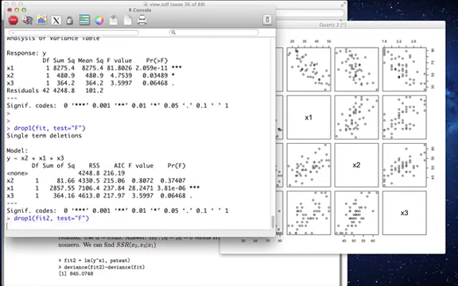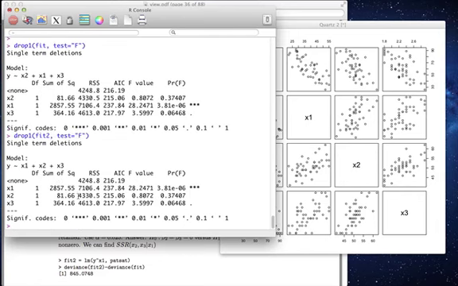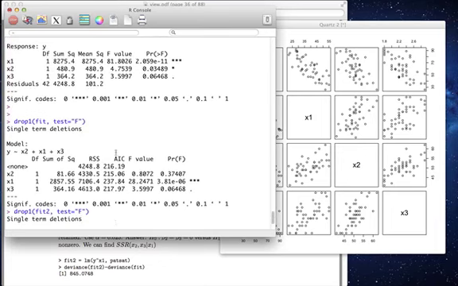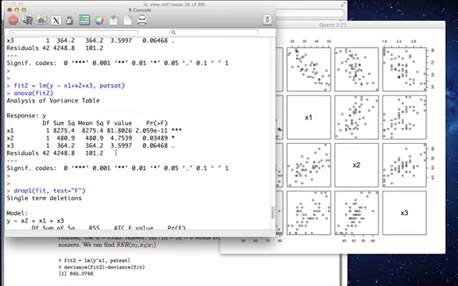Now if I do a drop1 of fit2, you will get exactly the same sums of squares. Notice that if you drop x2 you lose 81, and if you drop x2 you lose 81. So these partial sums of squares don't change depending on the order of the terms. The extra sums of squares do change.